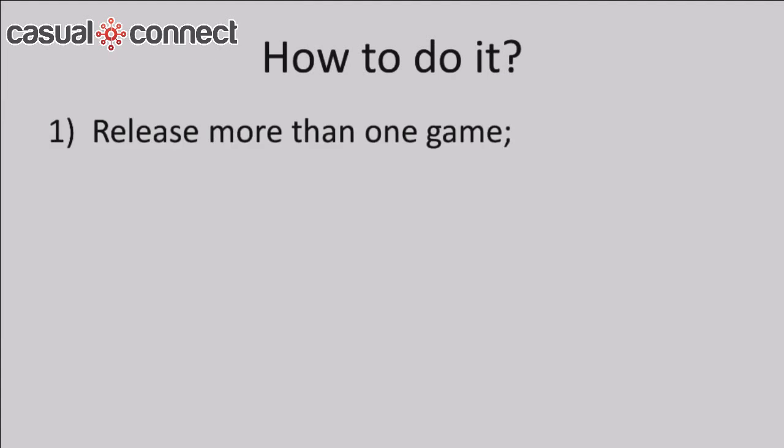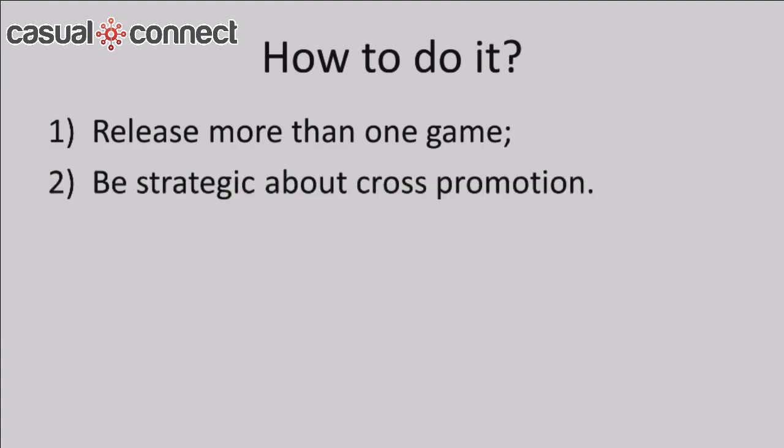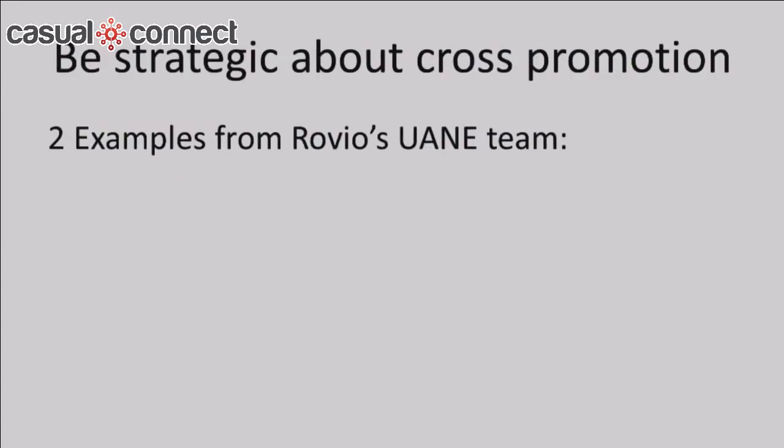So how do you do it? One, release more than one game, and two, be strategic about cross-promotion. For the rest of the presentation, I'll go through two examples from the user acquisition team at Rovio, things we've done to optimize our cross-promotion efforts and maintain people within our portfolio, and general strategic thinking around keeping people in the Rovio universe as opposed to being very strict about the way we think about users being in a specific game.